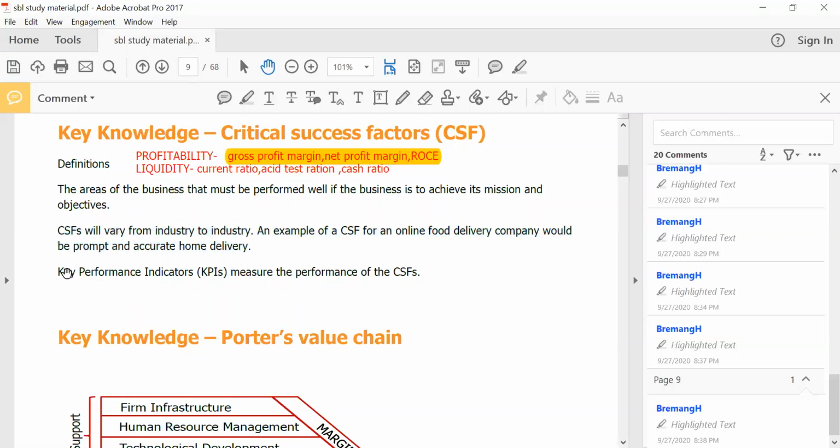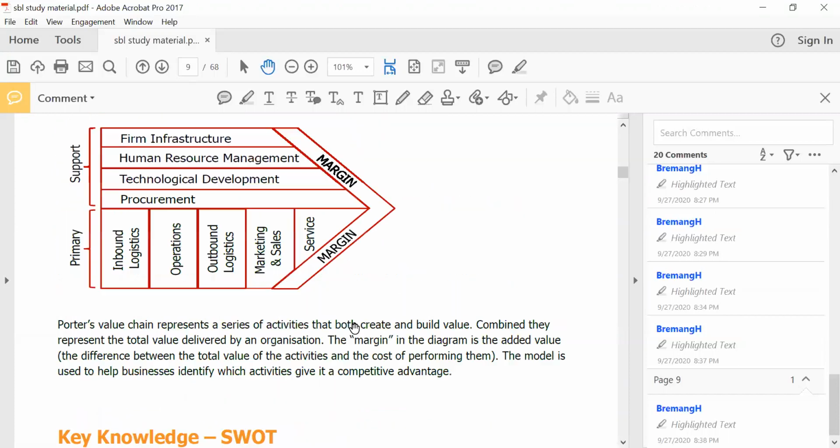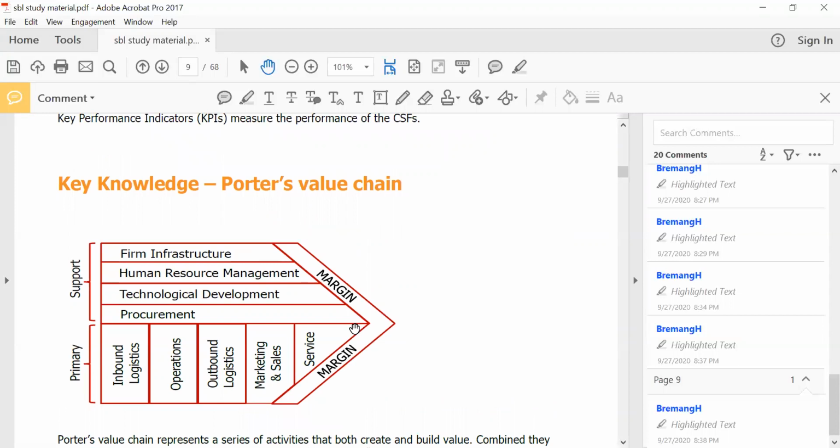Right? So their critical success factor is that they look at what? Prompt and accurate home delivery. But how do you do this? How do you come out with a delivery which is going to be prompt and accurate? How do you do that? That is what you call the key performance indicator. Right? So key performance indicators measure the performance of critical success factors.